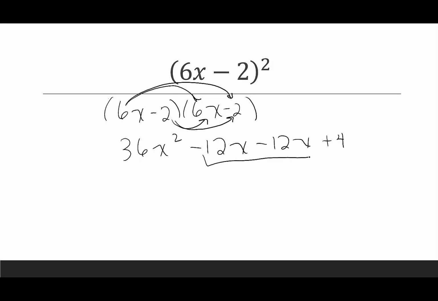Let's look at our middle terms this time, negative 12 and negative 12. So I have 36x squared. Negative 12 minus 12 is negative 24x, and then a positive 4.